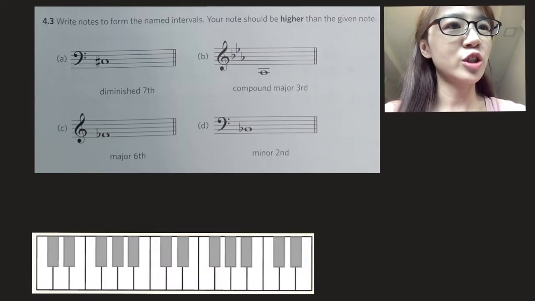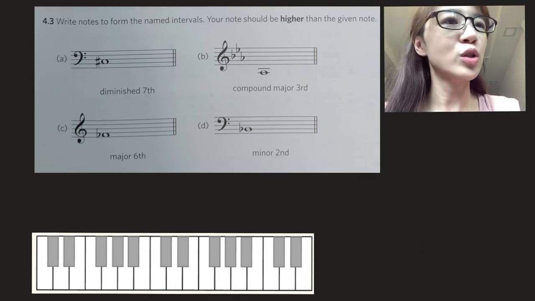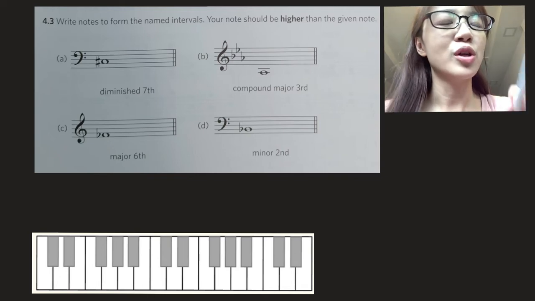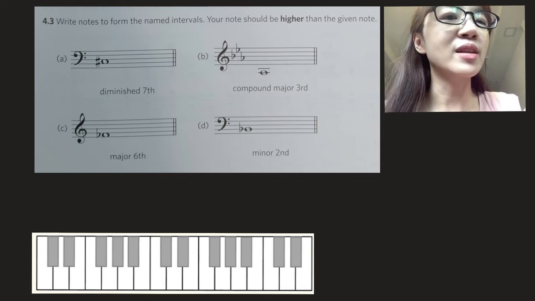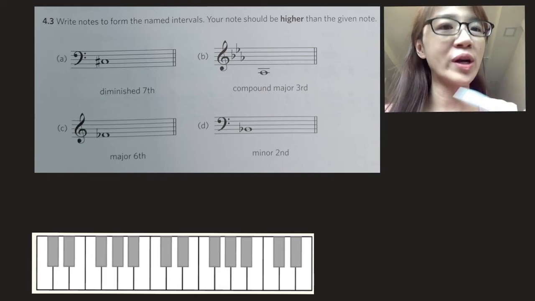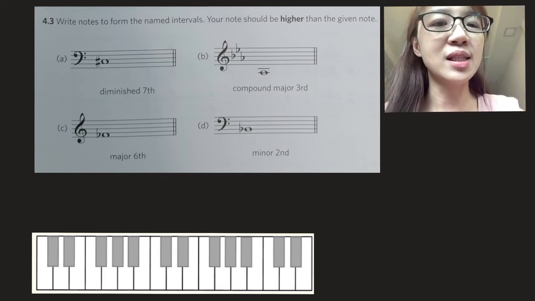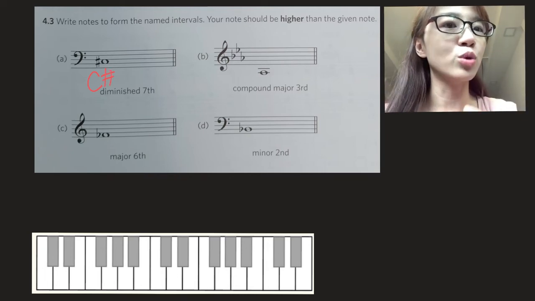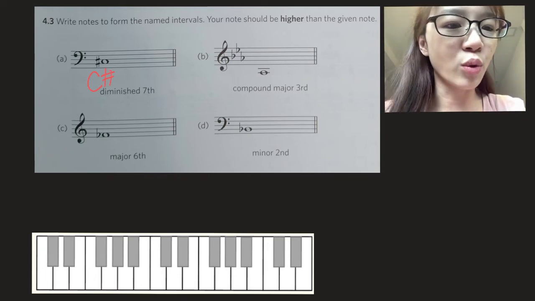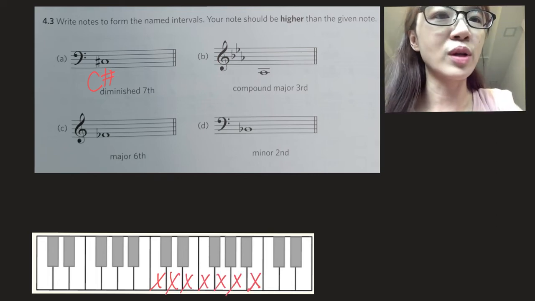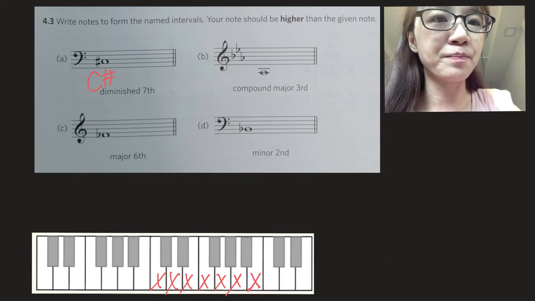For this question, the student is required to draw a higher note than a given note. So you have been given diminished 7. So this 7 is important. We need to know what is the next letter name. The same thing, we know this is a C sharp. What is the 7th note from a C? So let's go. 1, 2, 3, 4, 5, 6, 7. It's a B note. So let's draw a B note here.